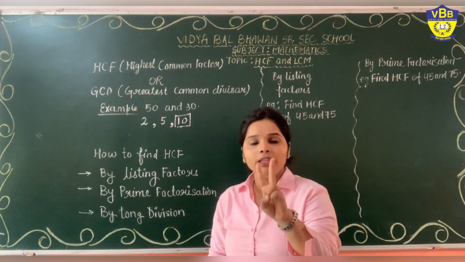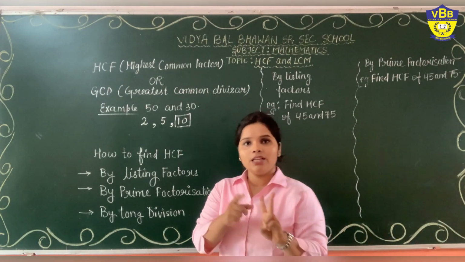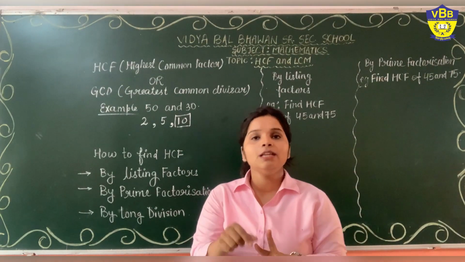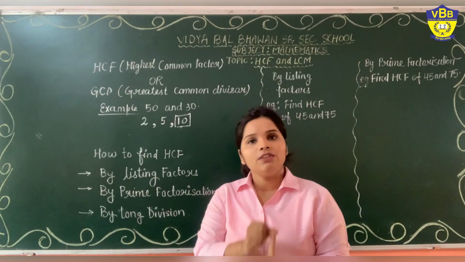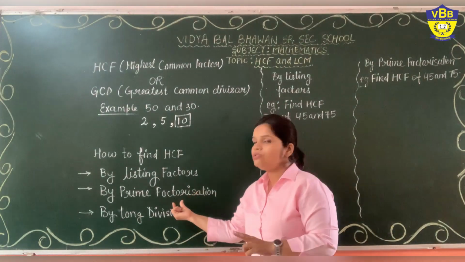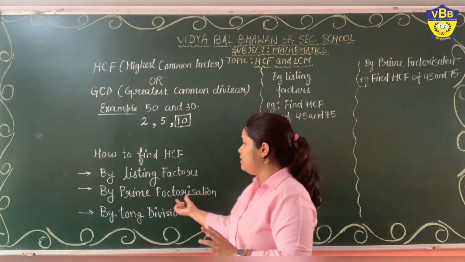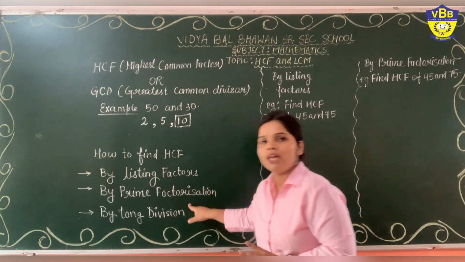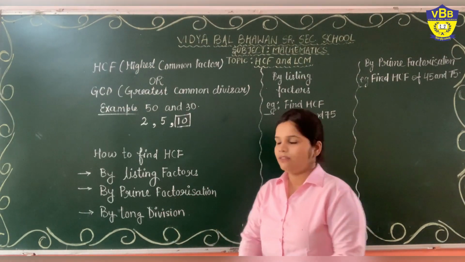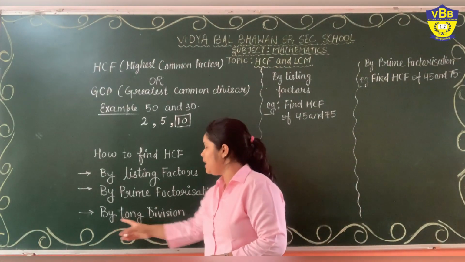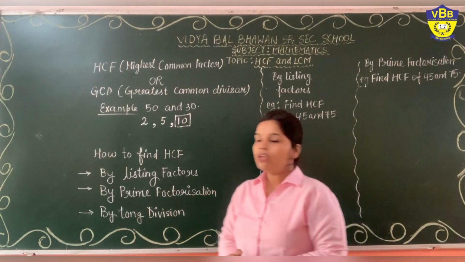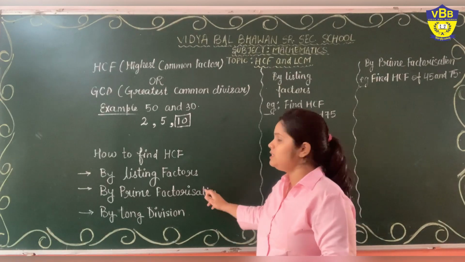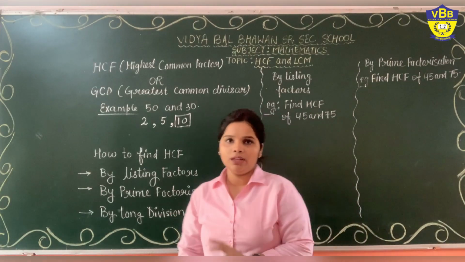We have two methods to do the prime factorization. First one is factor tree. Second one is division method. So we can use the division or factor tree method to do the prime factorization, and with the help of that we can find HCF. Third one is the long division method. So we will discuss these three methods one by one.